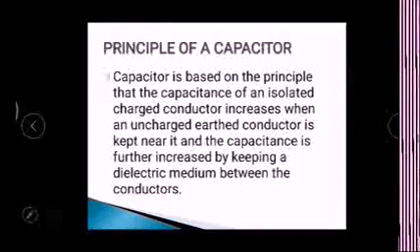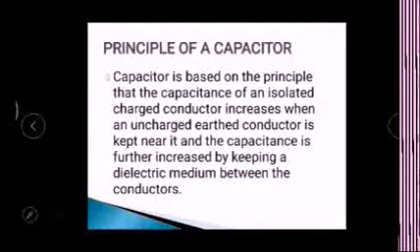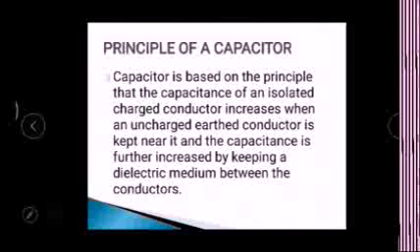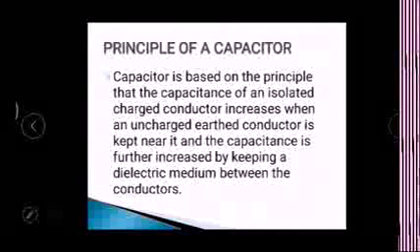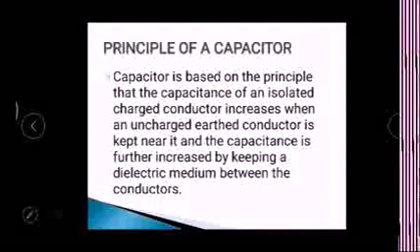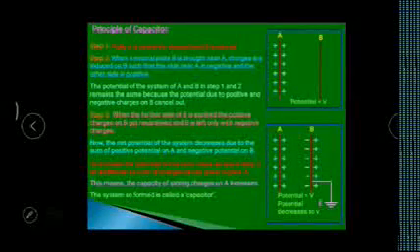Now, the principle of a capacitor, by which it increases the charge storing capacity of a conductor. For this we place a similar plate near the first conductor, and when we place this plate near the conductor, the capacity of the conductor increases. We further increase the capacity by placing a dielectric medium between the plates. So this is how we can increase the capacitance.